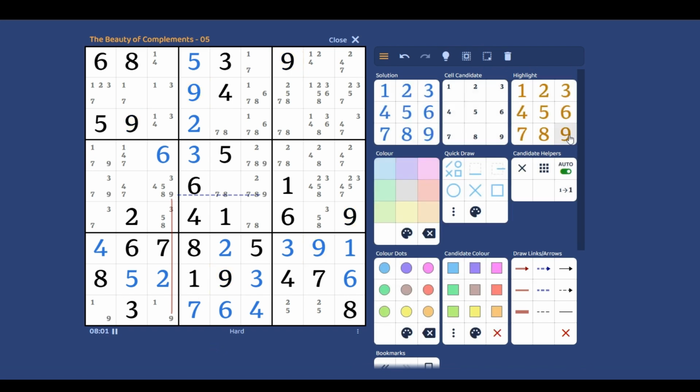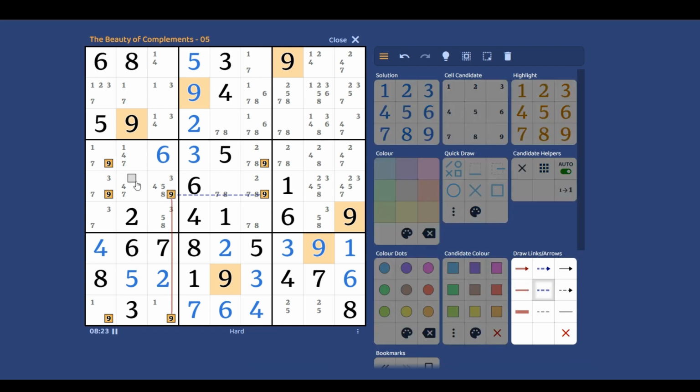But for multi-digit chains, what we need to look at is different digits in the same cell. So we could generally say that every candidate in a cell is weakly linked to every other candidate in that cell, because if one were true, all the other ones would have to be false. So for example, we could say this 9 right here is weakly linked to this 3, this 5, this 4, and this 8. And it looks a little bit difficult to see when you do all of those links at the same time, but the principle still holds.